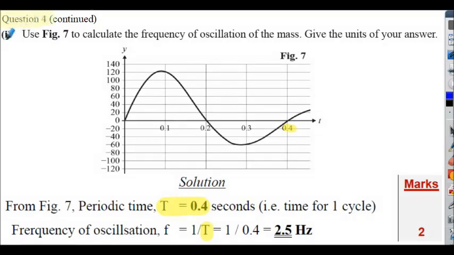Question 4, part 1, here's a solution. Determine the periodic time, capital T, by inspection, and noting that the frequency is the reciprocal of the periodic time.